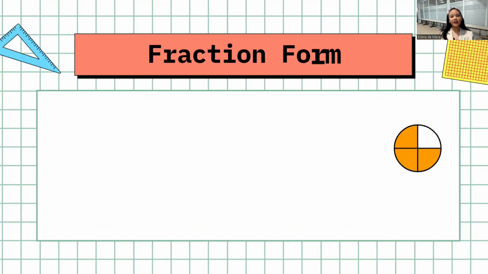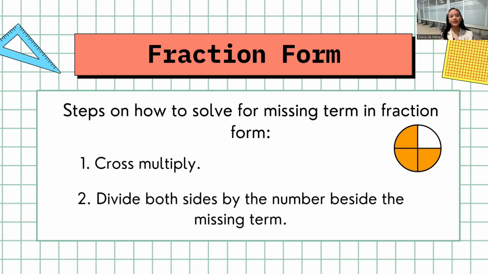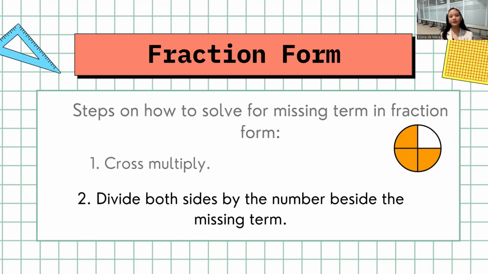Now let's take a look at the two forms of direct proportion. The first form is the fraction form. These are the steps on how to solve for the missing term in fraction form. The first step is to cross multiply. The second step is to divide both sides by the number beside the missing term. Let's solve this example.